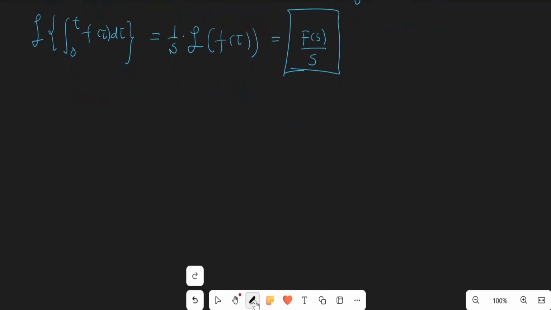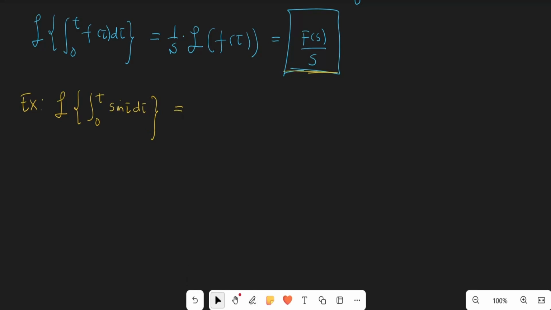So let me do a very quick one for you to see. So a very quick example and see how this is applied. So let's say you are asked to take the Laplace transform of the integral from 0 to t of, let's say, sine of t, and then dt. I'm sorry, this should be sine of tau and then d tau. So let's say you are asked to take the Laplace transform of something like this. So with this one, you don't need to do something special, you just use the formula.